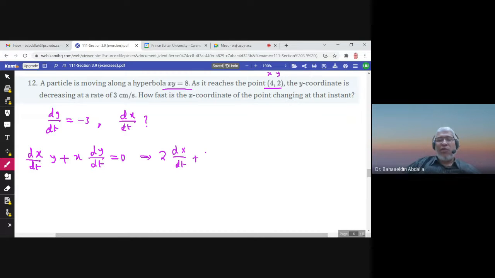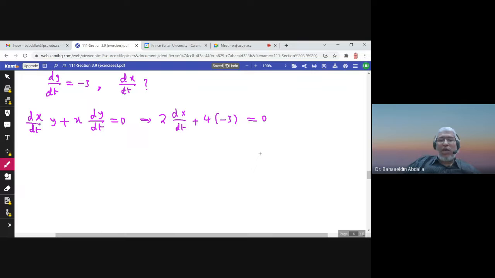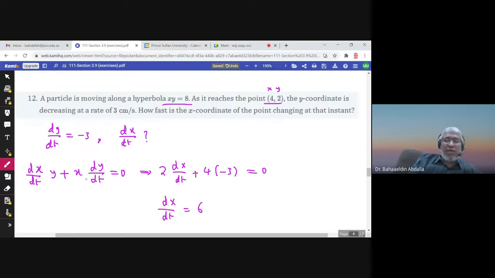X is 4 and dy by dt is negative 3. So dx by dt would be, this is negative 12, take it to the other side, it would be 12. 12 over 2 would be 6.